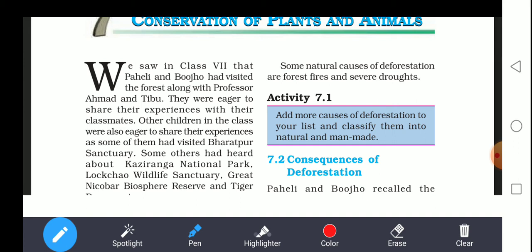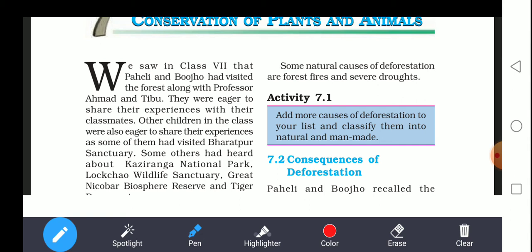So at most you can write many steps or many points regarding deforestation to your list and classify them into natural or man-made. You can do this activity 7.1. So now we will study the next point, that is 7.2.